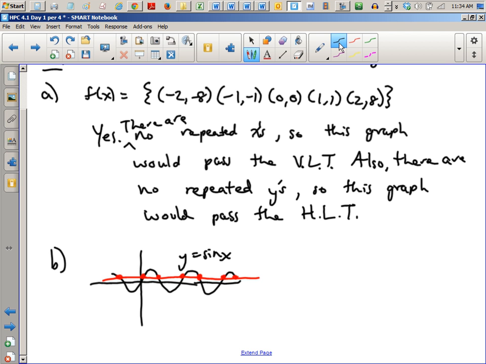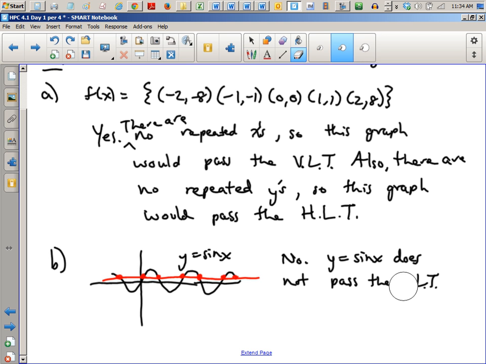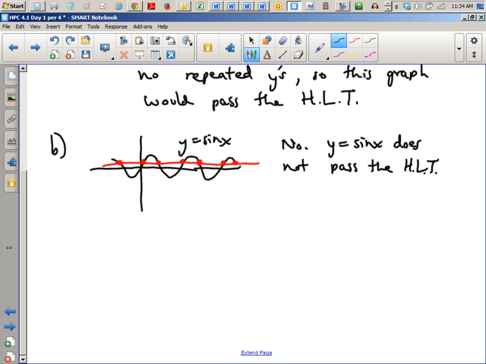So, no, y equals sine x does not pass the vertical line test. That's what I meant. Doesn't pass the horizontal line test. Right. Okay, what about this one?